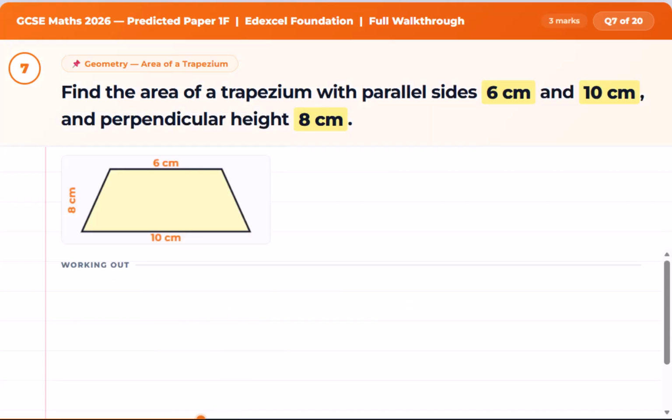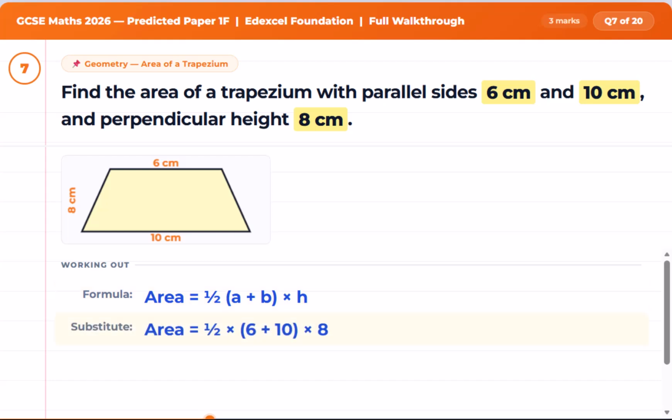Find the area of a trapezium with parallel sides 6 cm and 10 cm, and perpendicular height 8 cm. The formula for the area of a trapezium is a half times the sum of the parallel sides times the perpendicular height. Substitute the values in. A half times bracket 6 plus 10 times 8. 6 plus 10 equals 16. A half times 16 equals 8. 8 times 8 equals 64. The area of the trapezium is 64 centimeters squared.